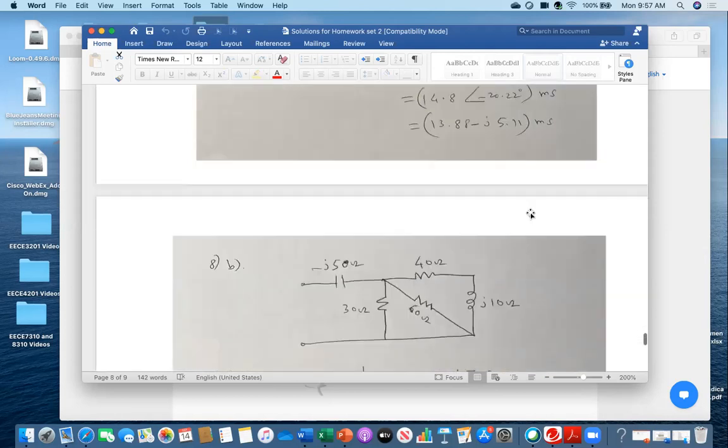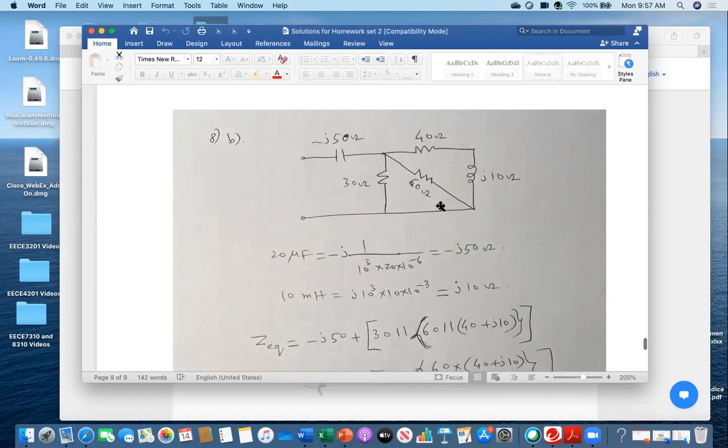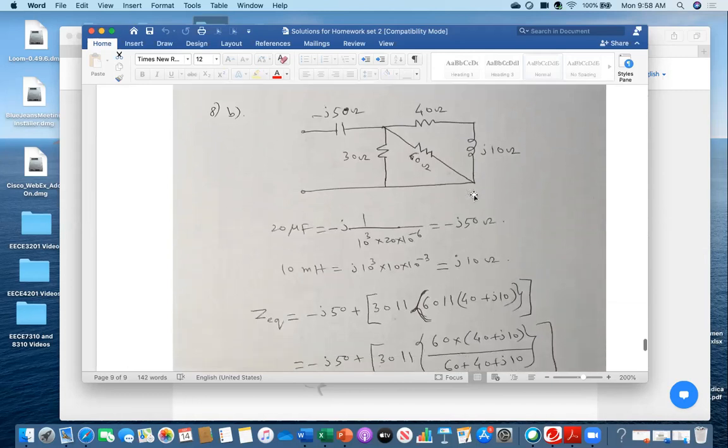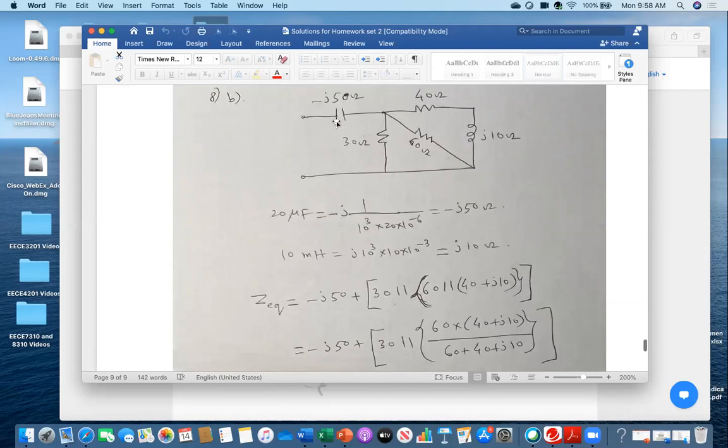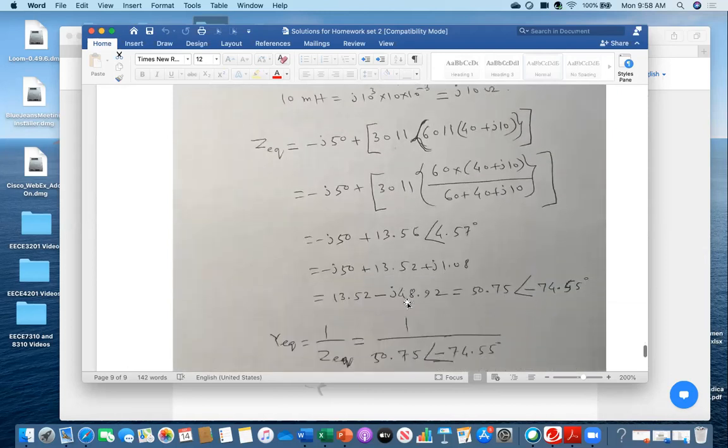And then look at the next one. Again, I am converting this one into the phasor domain. Then what will be my G equivalent? This one plus these two are in series, parallel with 60. So 60 parallel this one, and then the whole combination is parallel with 30. And then I am manipulating.